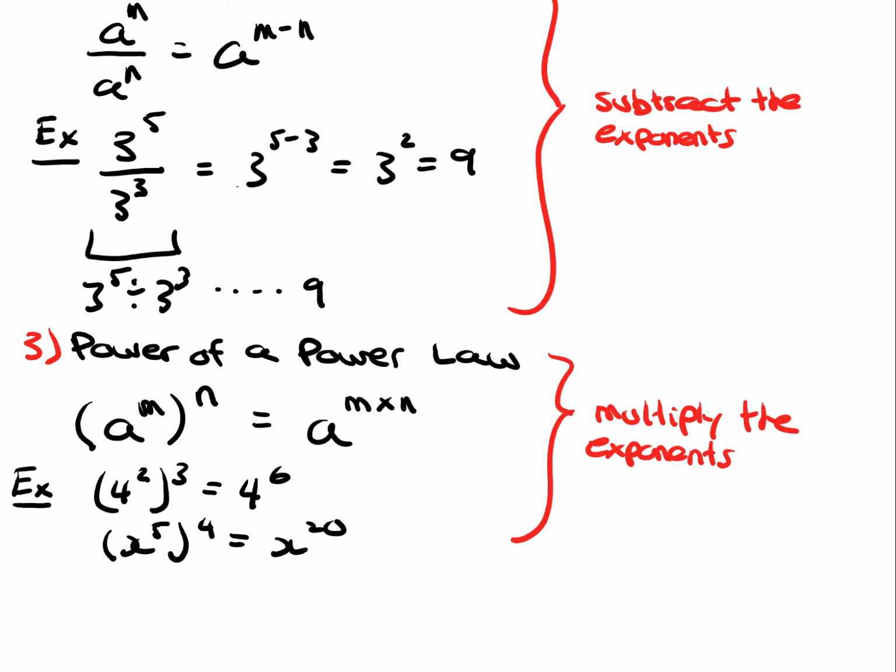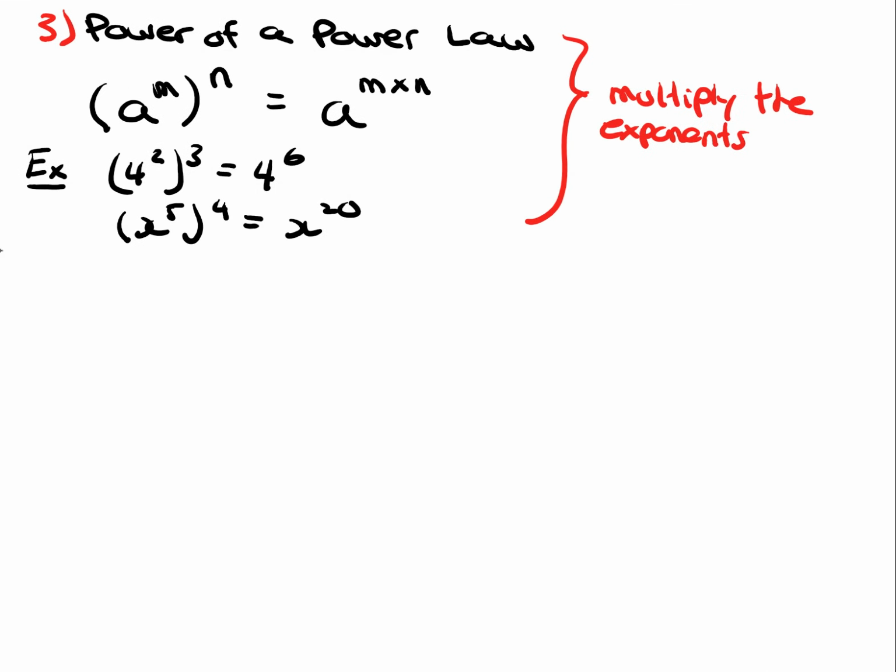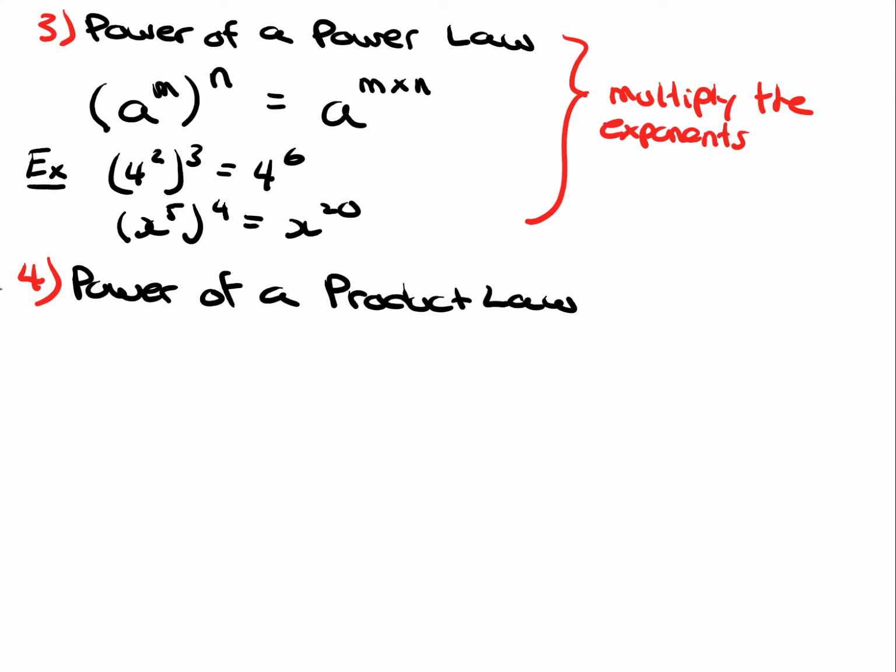Okay. So moving on, we are going to talk about the next law, which is the power of a product law. So this occurs when we have two different base values a and b, so these two values that are being multiplied together, and these are both raised to some exponent m.